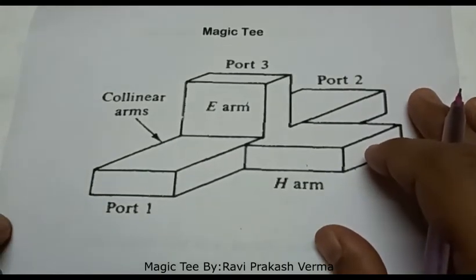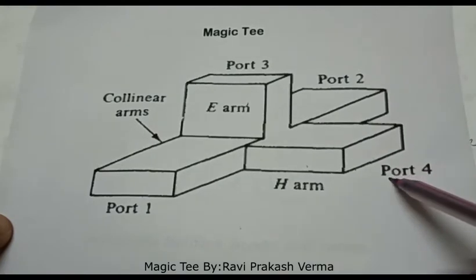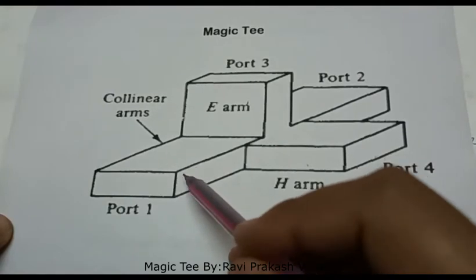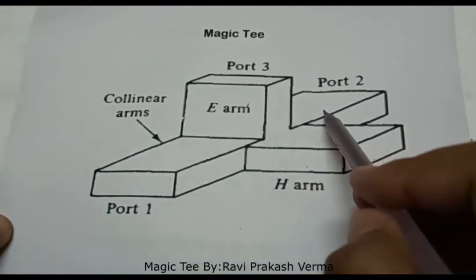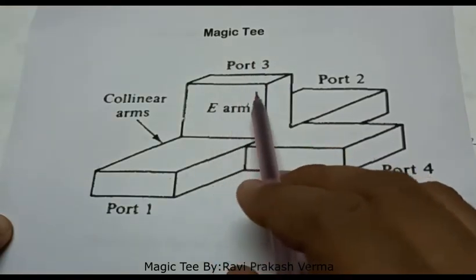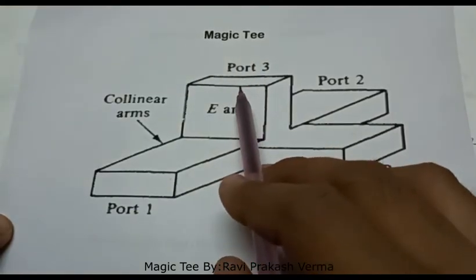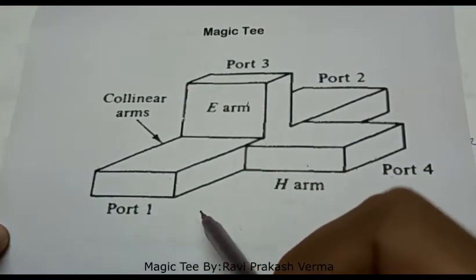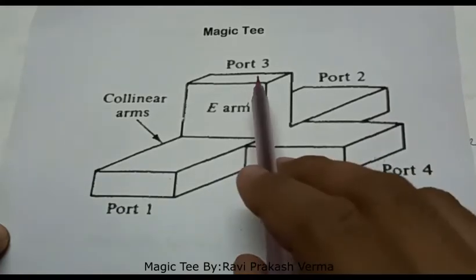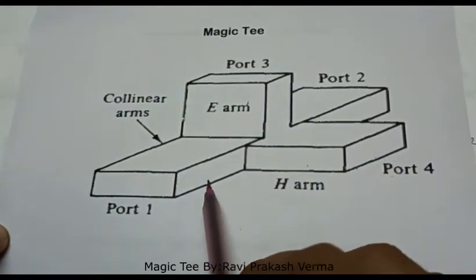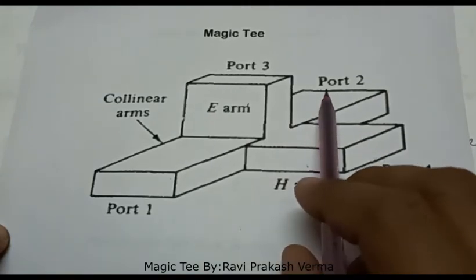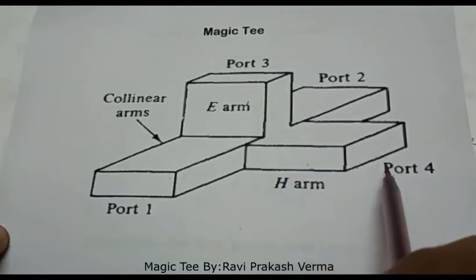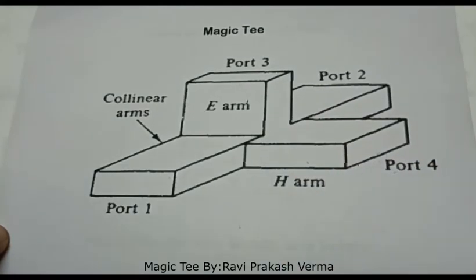In the second case, if we feed a wave at port 4, then this total power will be divided equally between port 1 and port 2 and will not appear at port 3, the E arm. We can say that this is the second case. In the third case, if a wave is fed into port 3, then the output at port 1 and port 2 will be of equal magnitude but opposite phase, and 0 output will be obtained at port 4.